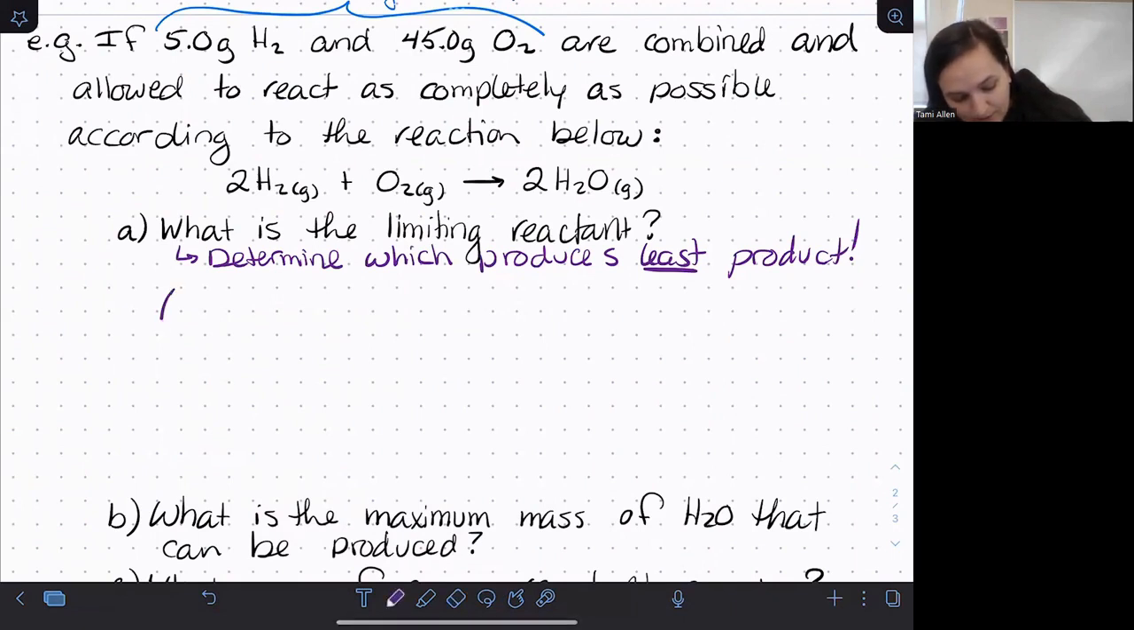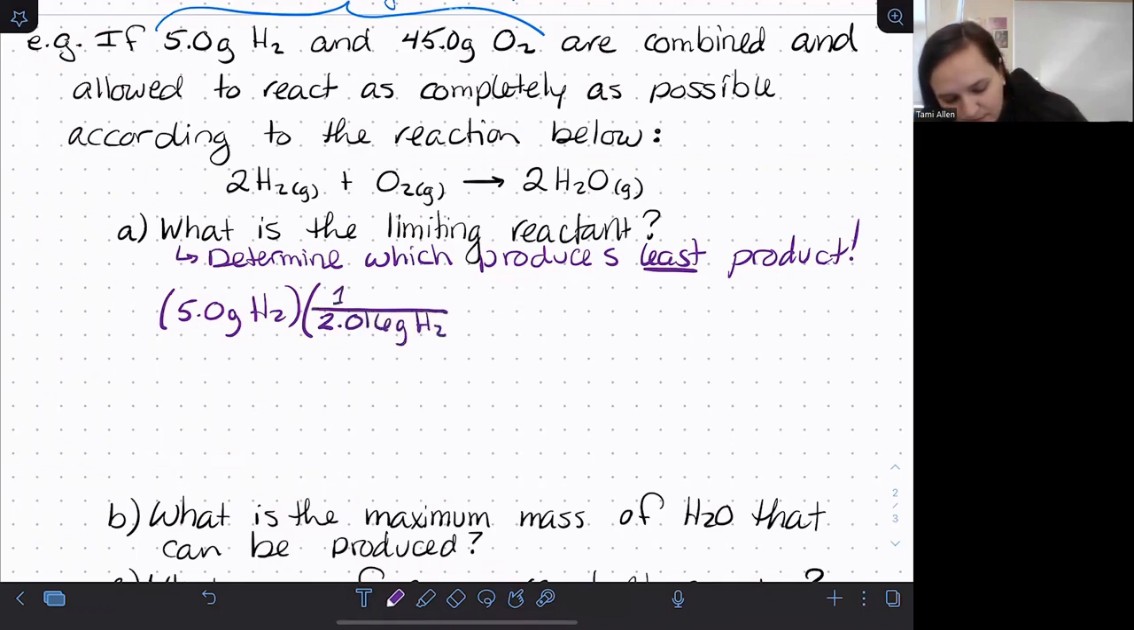So we are told that we are starting with 5 grams of hydrogen. And we know that basically the first thing we always need to do in stoichiometry is convert to moles. So we would have 2.016 grams of hydrogen is equivalent to 1 mole of hydrogen. That is our molar mass of H2. And then we are not interested in moles of H2, we are interested in moles of product. And we can see from our chemical reaction that 2 moles of hydrogen reacts to produce 2 moles of water.